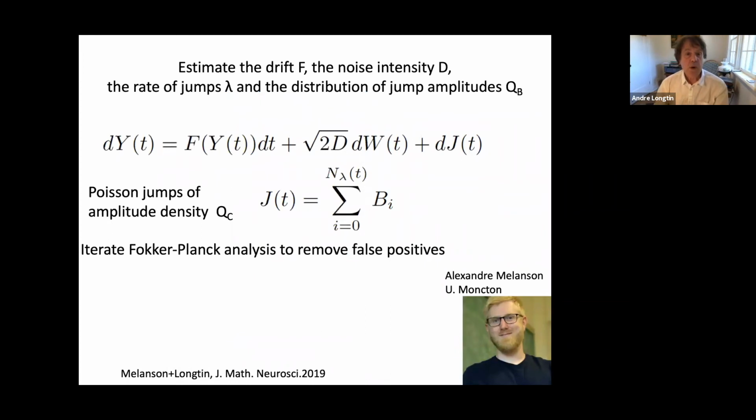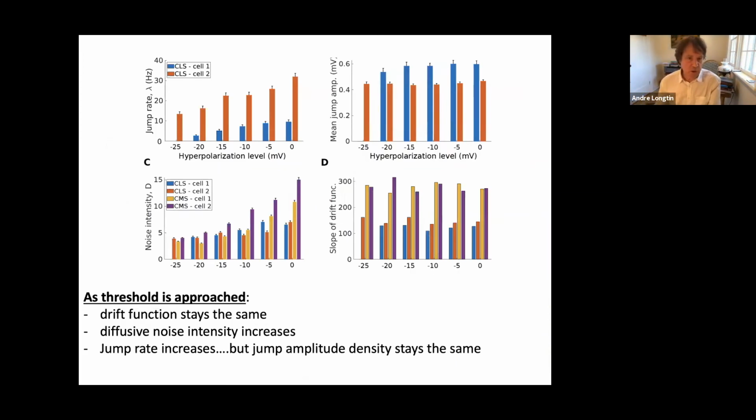where you can estimate the drift, the noise, the rate of jumps, and the distribution of jump amplitudes using a jump diffusion equation. So there's a diffusive part, the LIF part if you want, except we allow for nonlinearities here. And then there are these jumps in there. And I won't go through the details, but we developed an iterated Fokker-Planck analysis to remove these false positives as best we could, to come to the following conclusion.